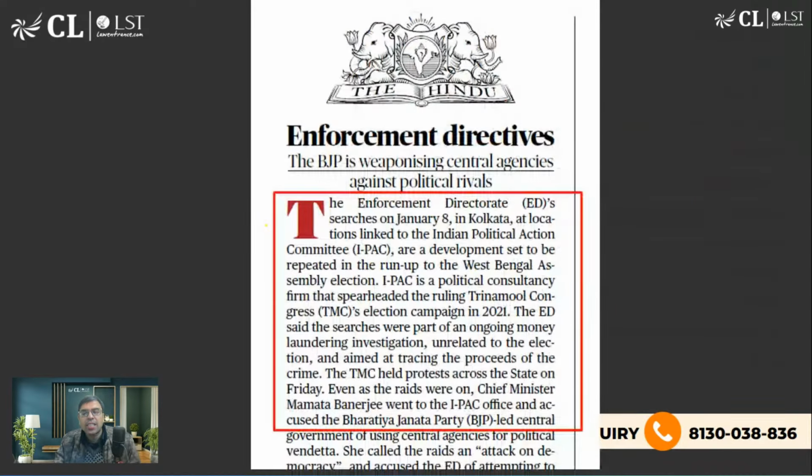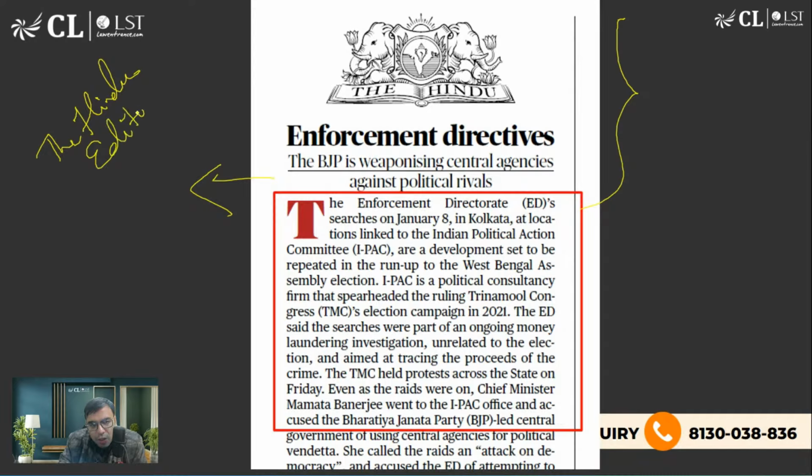Okay. Let's talk about this. The article on the side, this one on the left side of the editorial, you will not find the author's name mentioned, and this actually is the Hindu editor's opinion. It reflects the opinion of the Hindu newspaper, right?